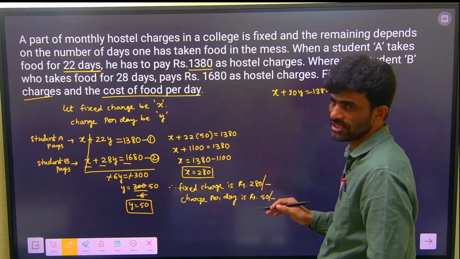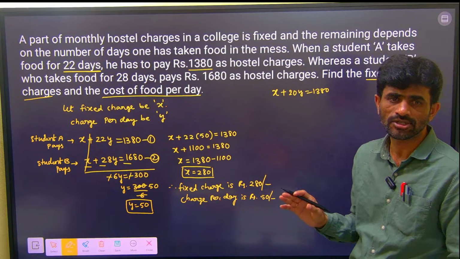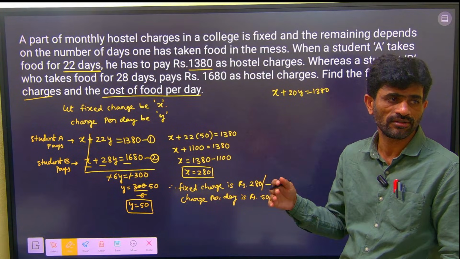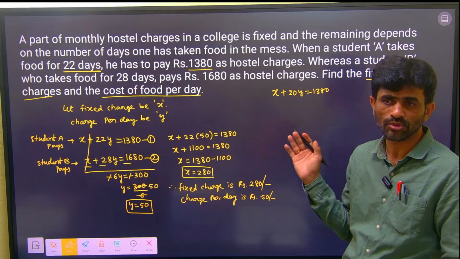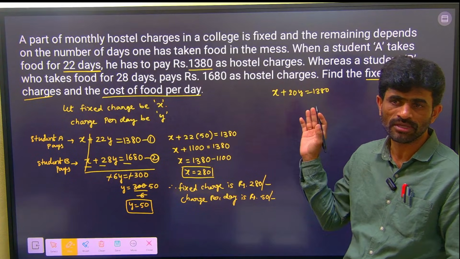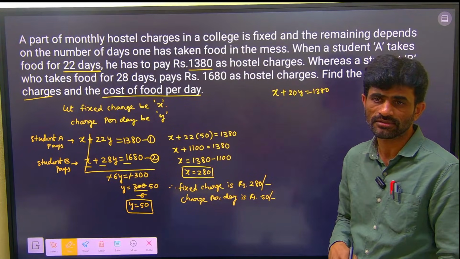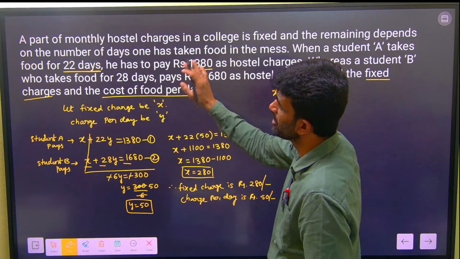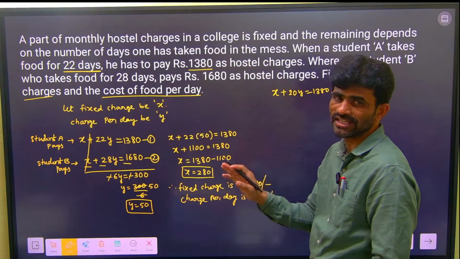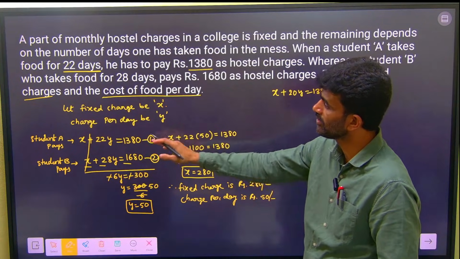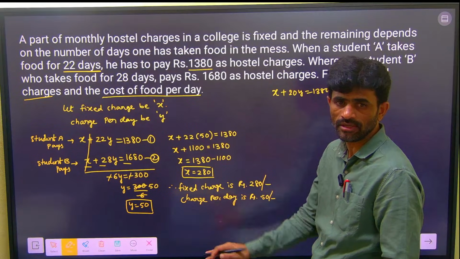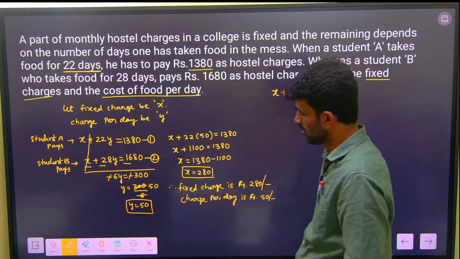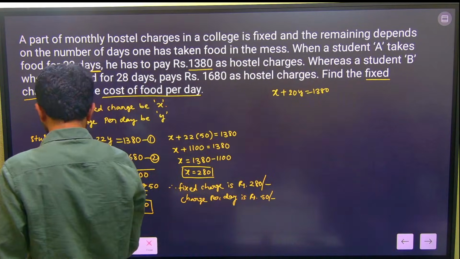So you have to read the question carefully. Is it only fixed charge, or fixed charge per how many days? Fixed charge per 2 days or 3 days. Whatever they mentioned, that should be subtracted from the number of days. Okay, be careful about this. If they do not mention anything, just fixed charge, then x plus whatever number of days is given, 22y, 28y, no change. This is okay. It is a simple problem only, not difficult.